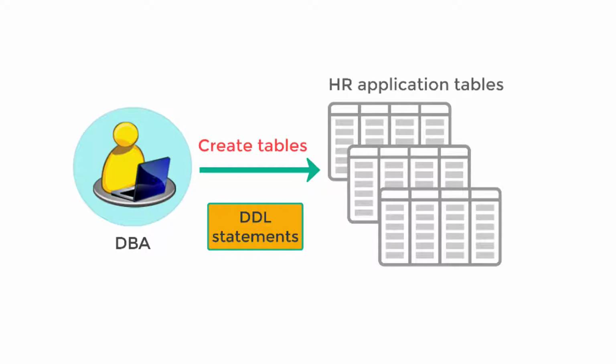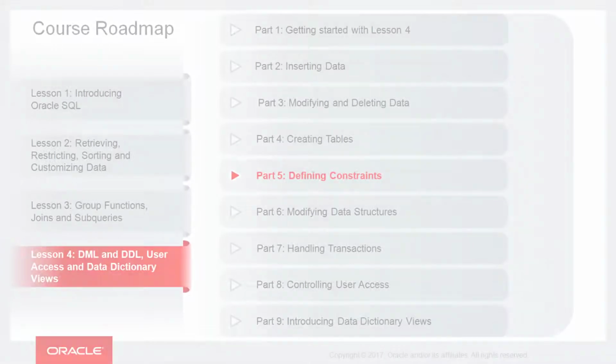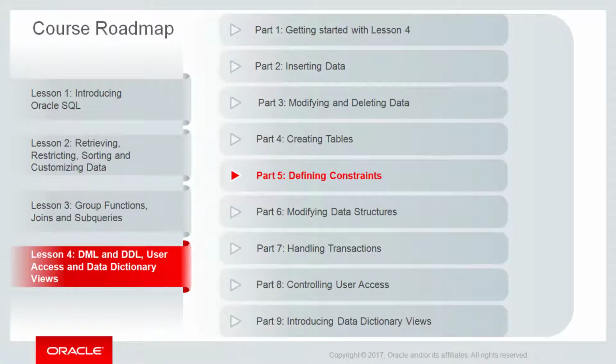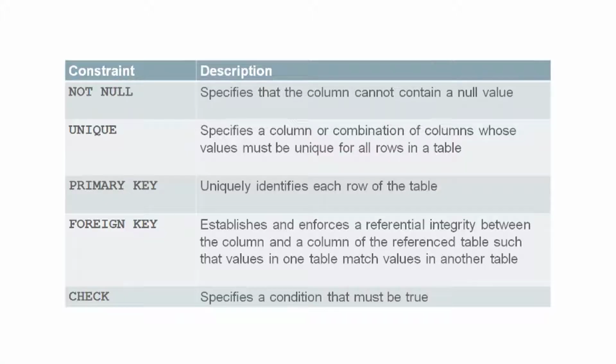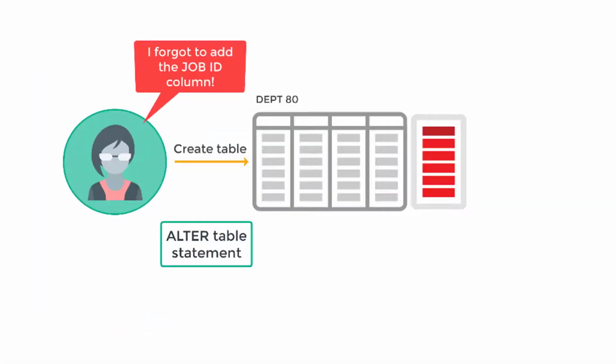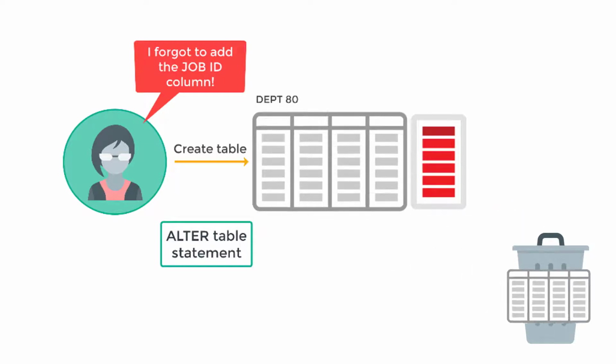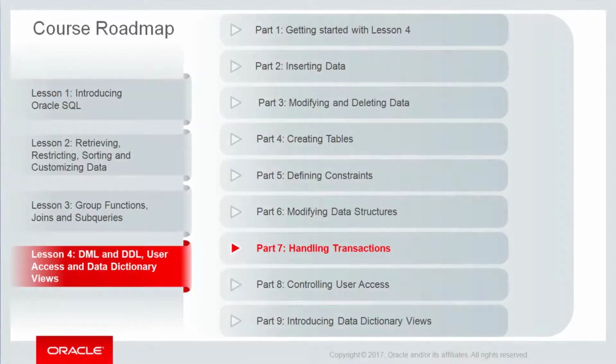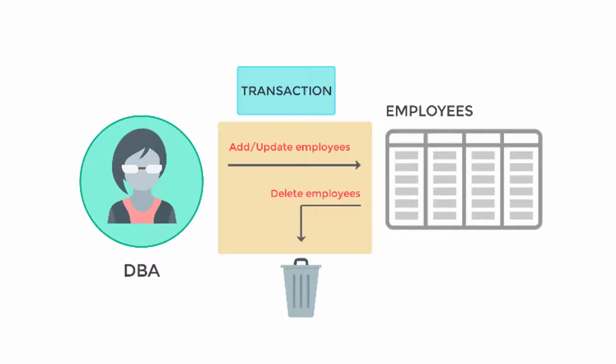In part 5, defining constraints, you learn to enforce rules on a table such as primary key and a foreign key. In part 6, modifying data structures, you learn to alter a table's structure and delete tables from a database. Part 7, handling transactions, teaches you about database transactions and how to handle them using SQL statements.